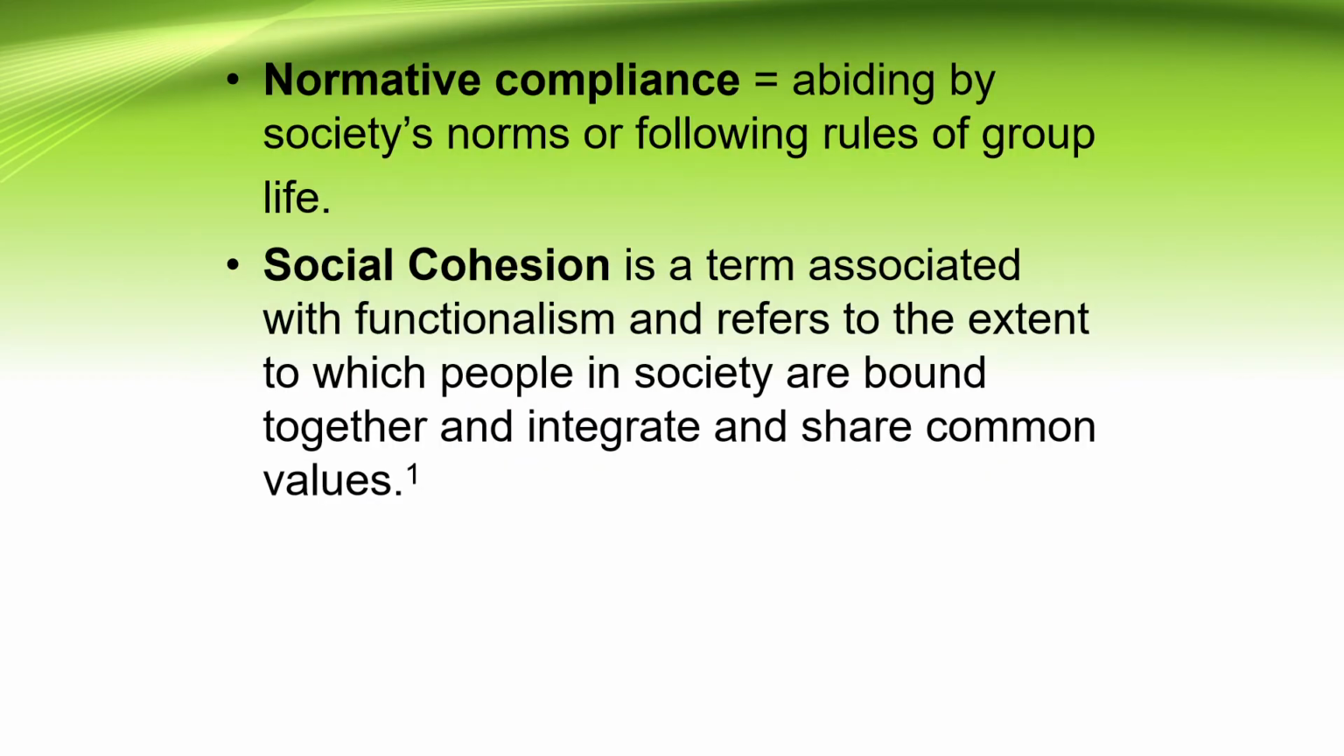Okay? So next, we have normative compliance. It means abiding by society's norms, or basically following the rules of group life. And social cohesion is a term associated with functionalism and refers to the extent to which people in society are bound together, integrated, and share common values. So in order for social cohesion to be achieved, it is important that people in a group or society have the same values and share common beliefs. It also means being united and having a sense of togetherness and oneness.